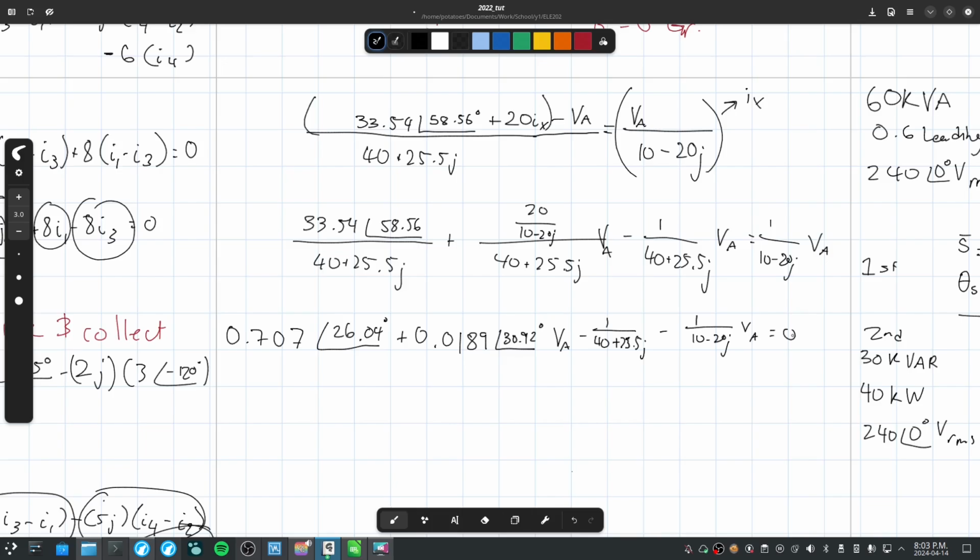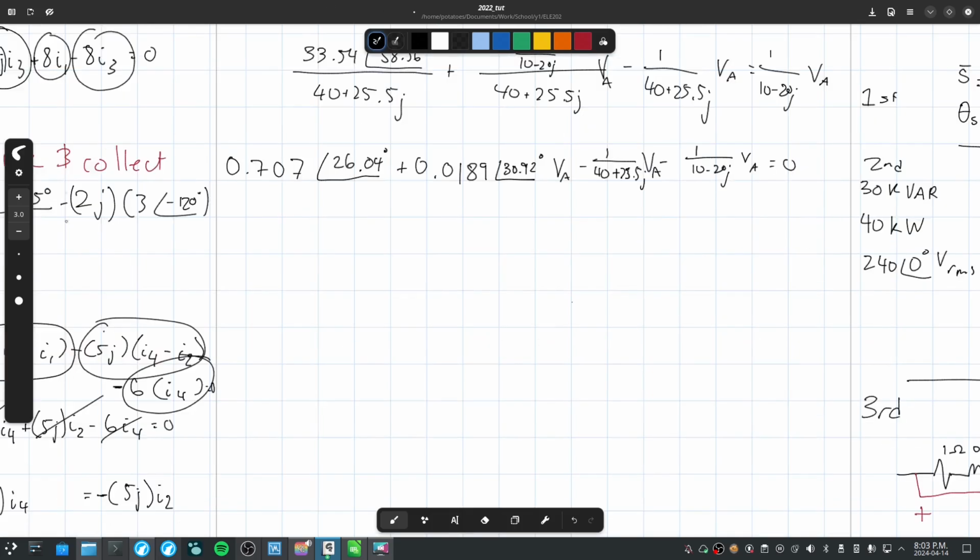Again, it's just nodal analysis, right? Now we collect the, oops, see, I make silly mistakes. We collect the VAs and we move the constants to the right side. So VA here is going to be 0.0189 with a phasor of 30.92 minus 1 over 40 plus 25.5j minus 1 over 10 minus 20j, times VA, is equal to 0.707 with a phasor angle of 26.04.